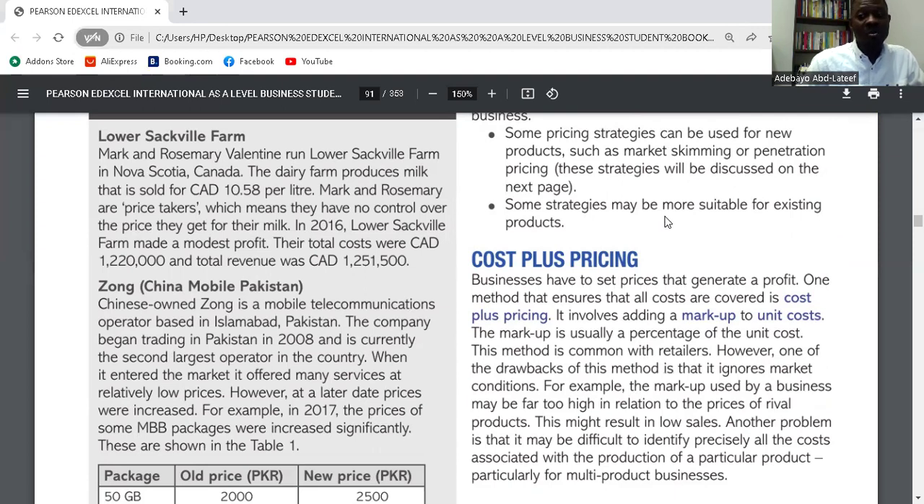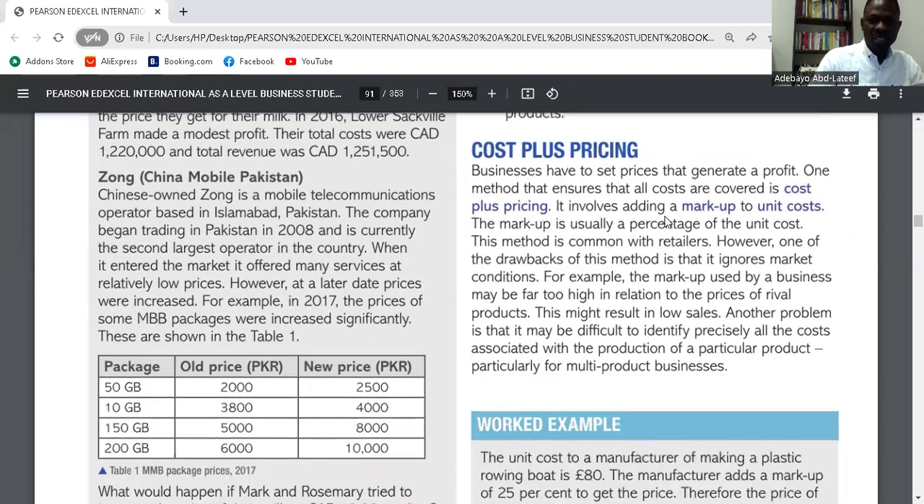So this method is common with retailers. However, one of the drawbacks of this method is that it ignores market conditions. For example, the markup used by your business may be far too high in relation to the price of rival products. This might result in low sales. Another problem is that it may be difficult to identify precisely all the costs associated with the production of a particular product, particularly for multiple product businesses.